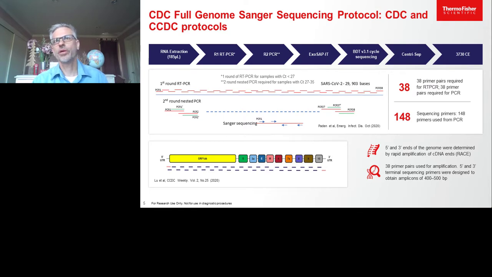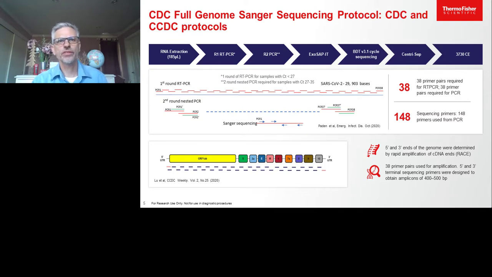So the second published protocol shown in the bottom of the slide is a very similar approach. It tiles amplicons across the genome. In this case, also 38 primer pairs are used, producing amplicons in the range of 600 to 1,400 base pairs in length. The difference being here is that a rapid amplification of cDNA ends, RACE, approach is used to sequence the 3' and the 5' end of the virus.